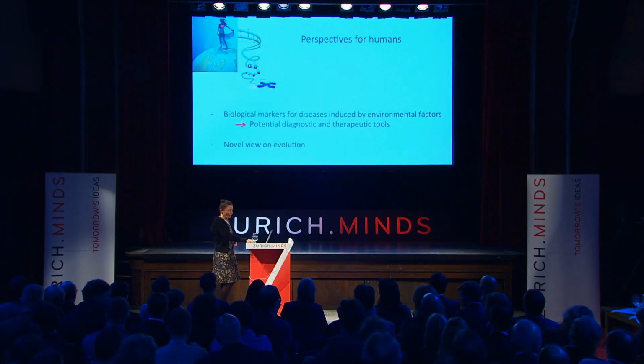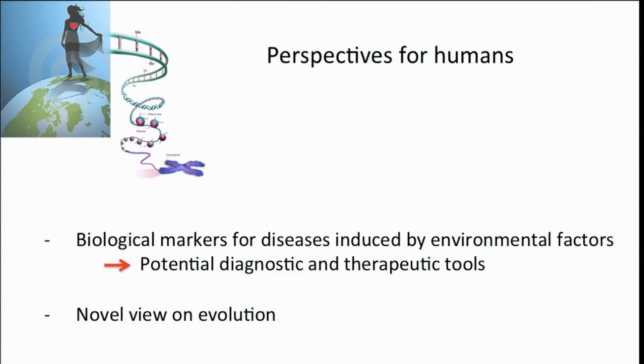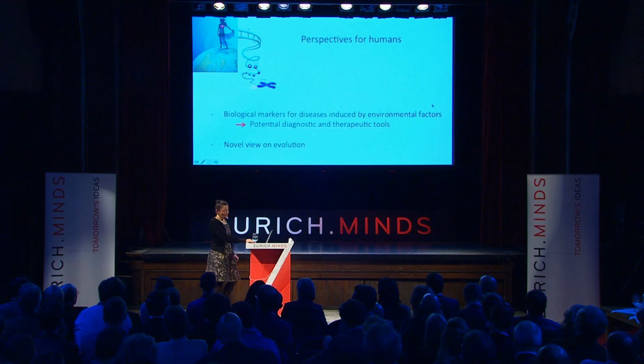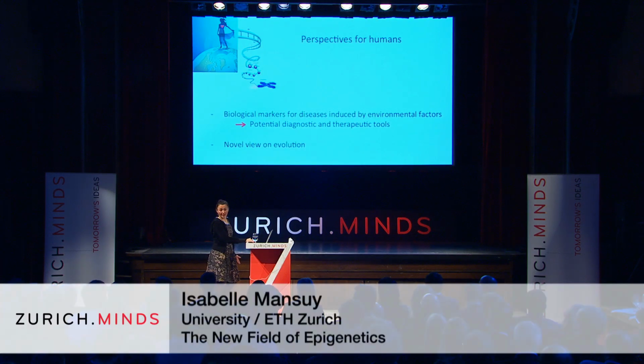So I'll finish with a few perspectives for humans. So this type of study, we are interested in stress, but there are other labs in the world who are looking at the effect of diet, the effect of plastic or exposure to chemicals. So identifying the biological or the epigenetic markers which are linked to this type of diseases is very important for human beings because they provide a new understanding of diseases which are induced by environmental factors. There are many such diseases. For instance, cancer, most cancers are from environmental origin.